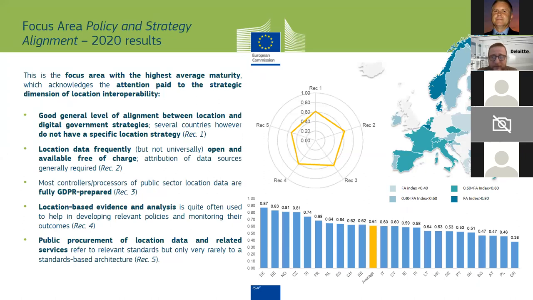Policy and strategy alignment is the focus area with the highest average maturity, 0.61, as indicated in the bar chart, which reflects the relevance given to the definition of appropriate strategies and policies as a fundamental enabler of location interoperability. The level of alignment between location and digital government strategies is generally good. Several countries, however, do not have a specific location strategy. The practice of opening core location datasets, making them available for free, is frequent, but not universal. Actually, it concerns more than half of the participating countries. In general, at least attribution of data sources is required.